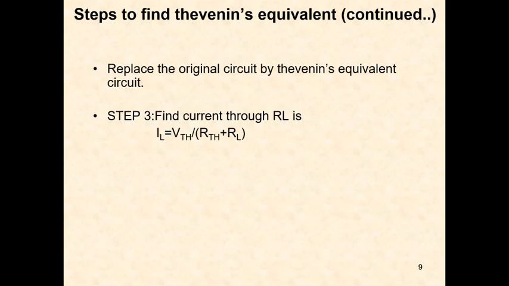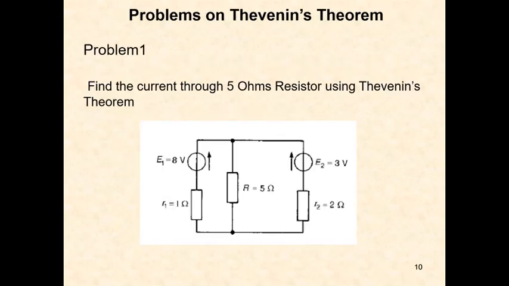IL is equal to VTH by RTH plus RL. Then find the voltage across the load. VL is equal to IL into RL. These are the steps for using Thevenin's theorem.